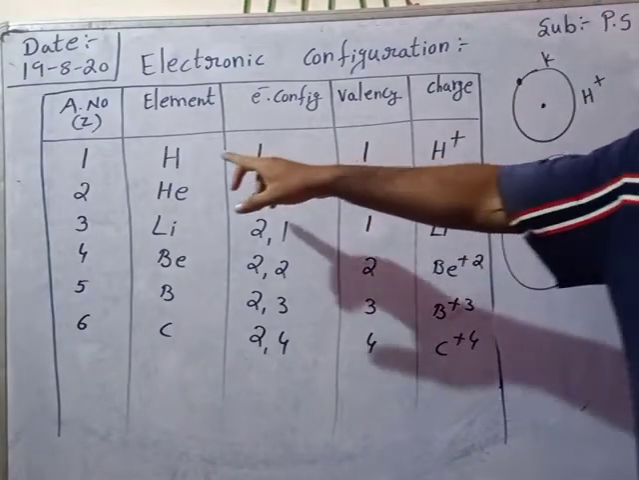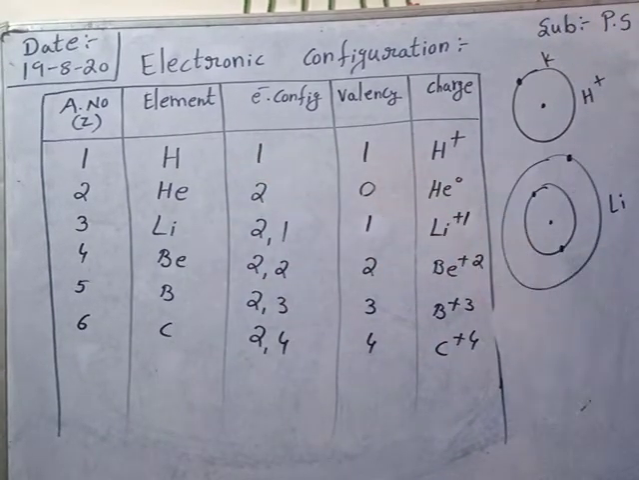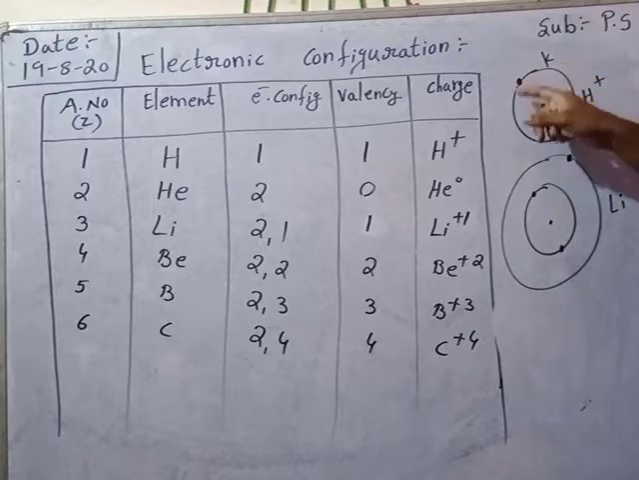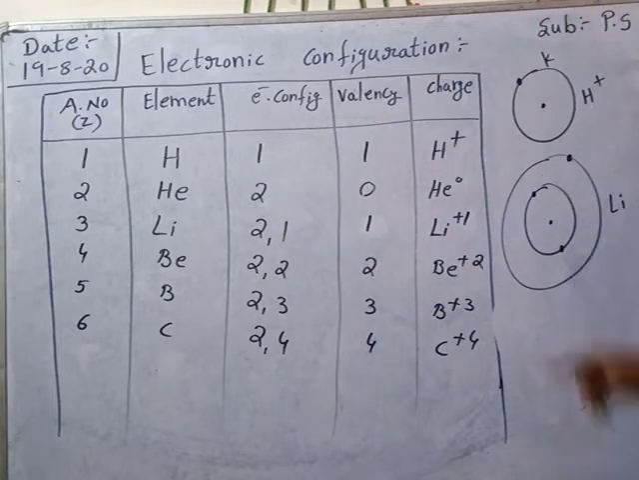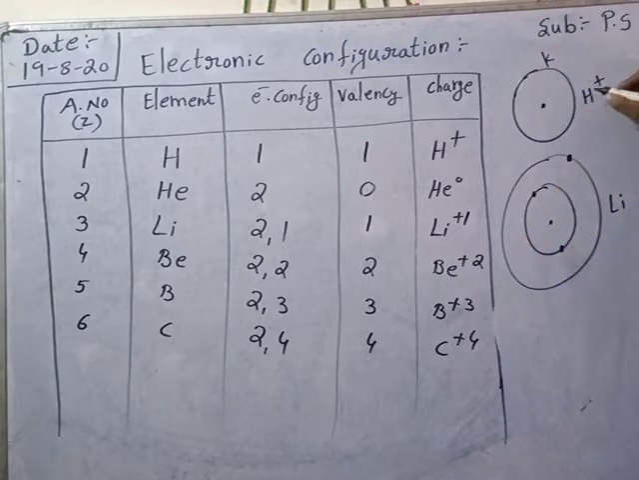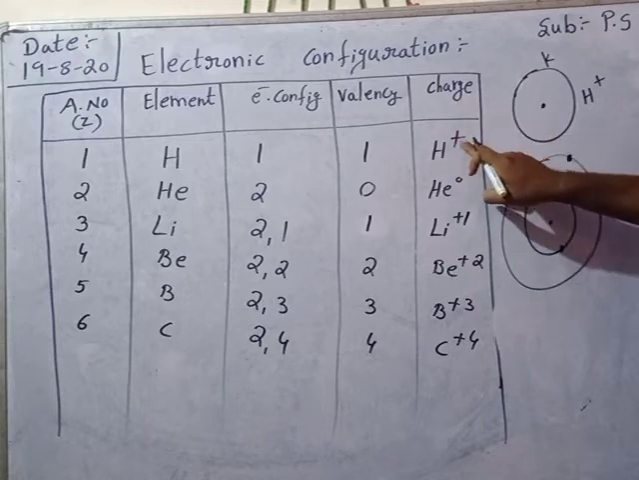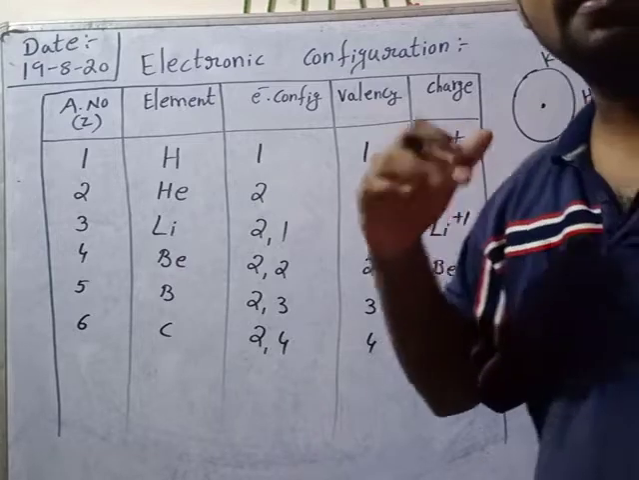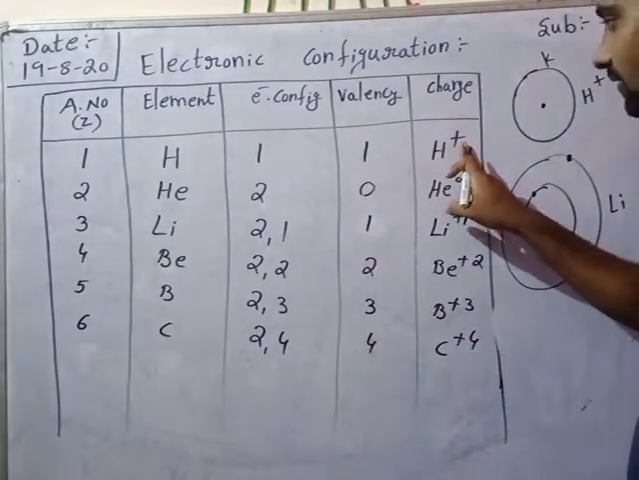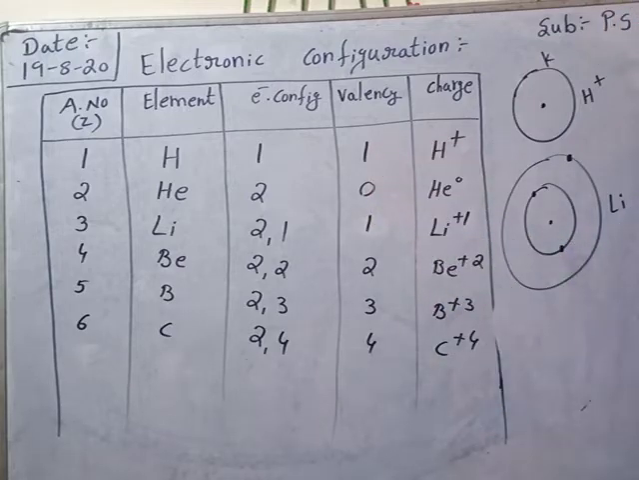So first take hydrogen. Hydrogen valency 1. Why 1? In hydrogen, the valence shell is the K shell. Hydrogen always loses 1 electron. So what is the charge of hydrogen? Plus 1. So H plus indicates loss of 1 electron. The charge is plus 1 and the valency is also 1, because hydrogen loses 1 electron. Clear? All of you clear?